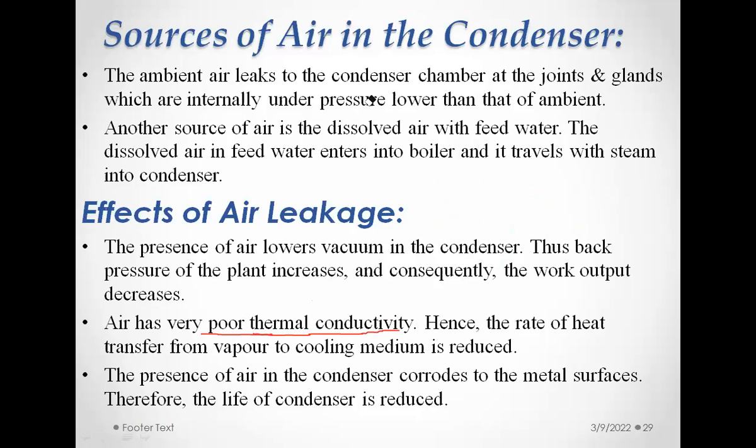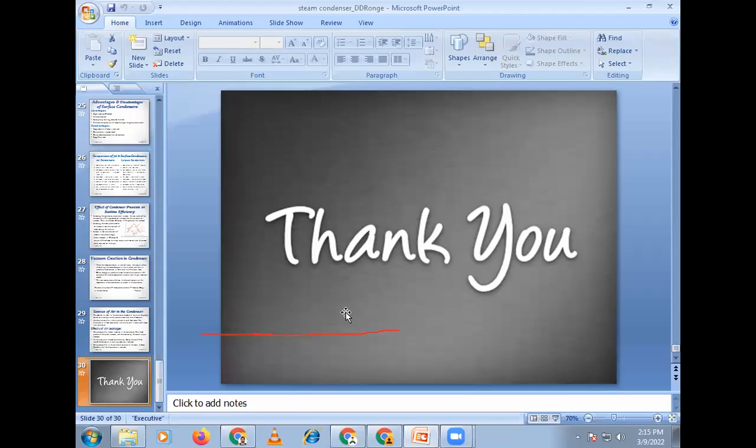And the presence of air in the condenser corrodes the metal surfaces. Therefore, the life of condenser is reduced. Air has some particles in it, and erosion takes place. Because of that, the life of condenser is reduced because of particles in the air. So that is the last point, effects of air leakage. And with this, the condenser chapter is over. In the next lecture we start the reciprocating air compressors.